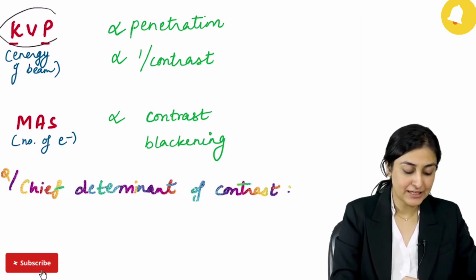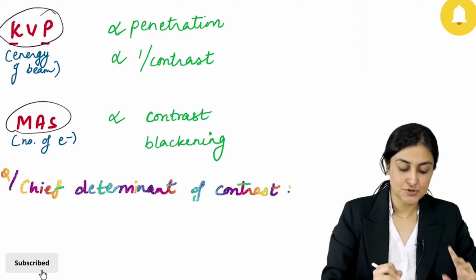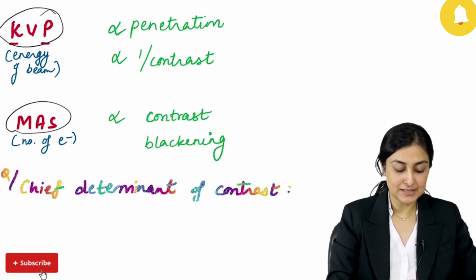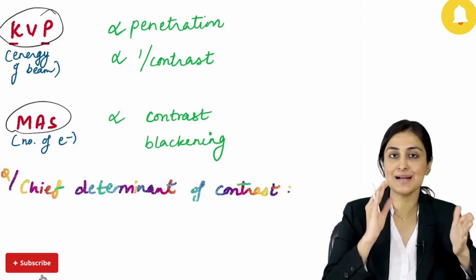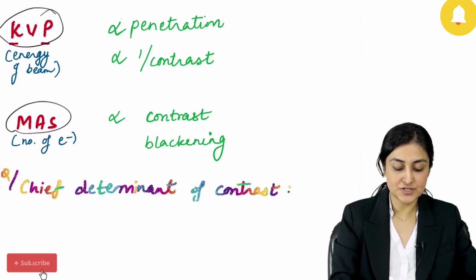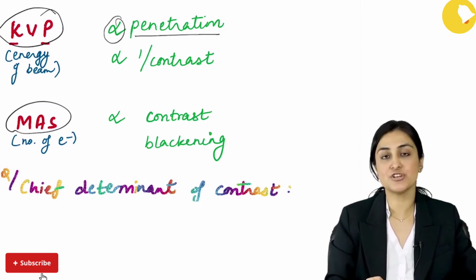So one we have KVP and one we have MAS. Here I just want you to remember the relationship. KVP, basically kilovoltage peak, determines the voltage difference between the cathode and anode, and this is directly proportional to penetration.